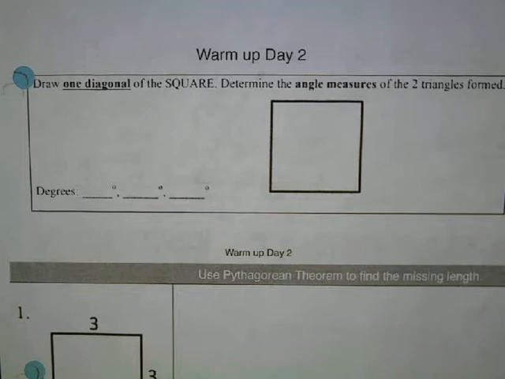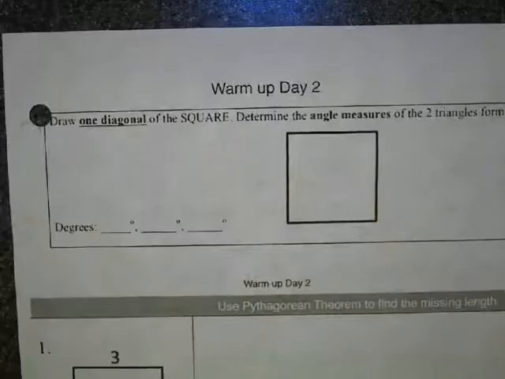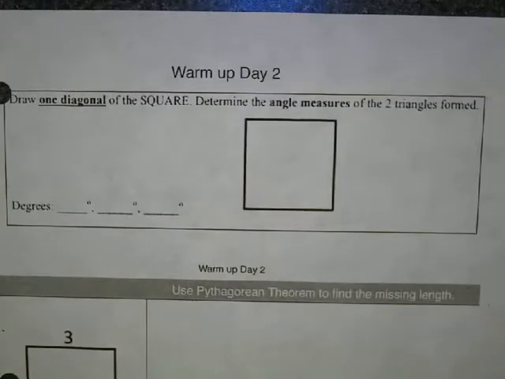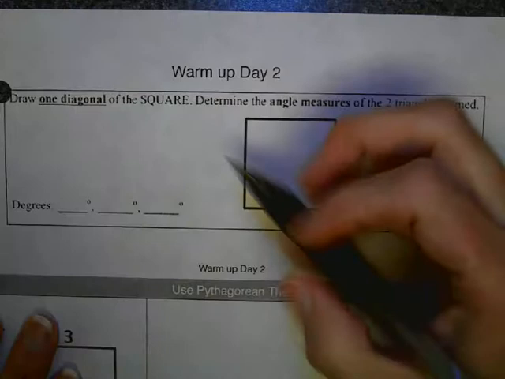Day 2 warm-up for honors geometry. Just going over it since I'm not there in person to go over it with you, so I went to kind of look at this. It says you were supposed to draw a diagonal in the square, so it doesn't have to be perfectly straight, we're just going to draw a line.